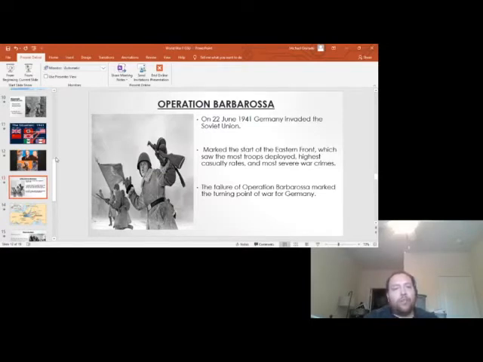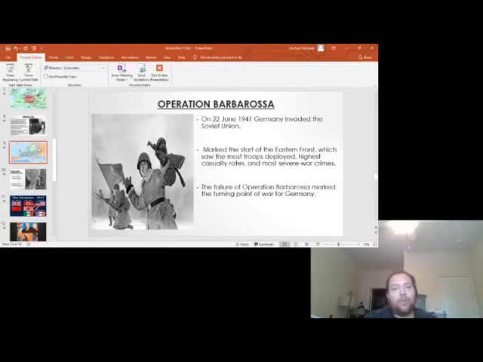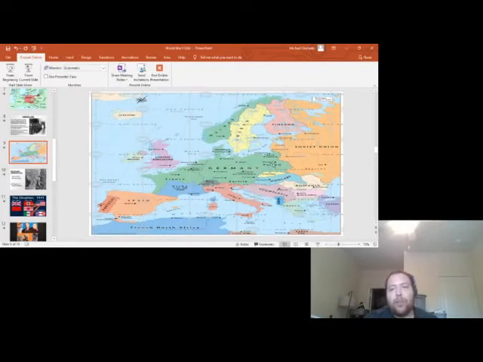All right. Actually, let me pull up this map. So Germany has expanded into Eastern Europe, and Hitler has signed a non-aggression pact with Stalin. They've agreed to basically split up Eastern Europe.